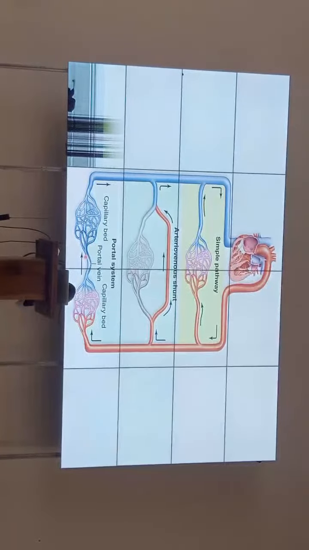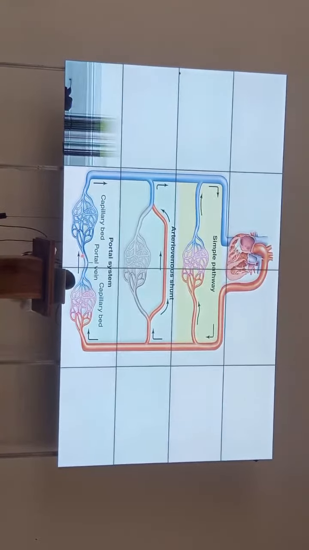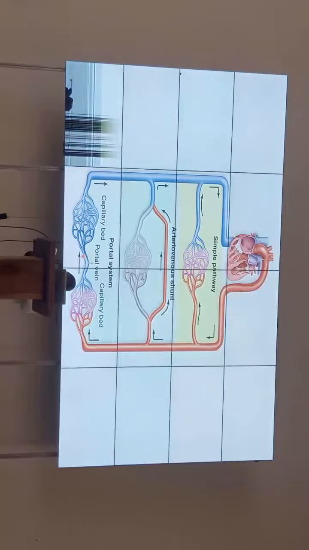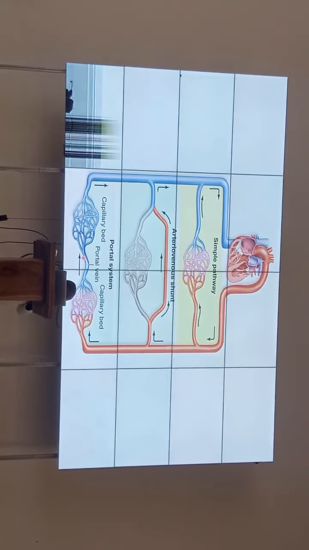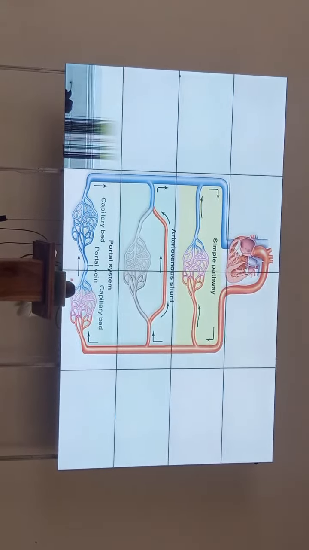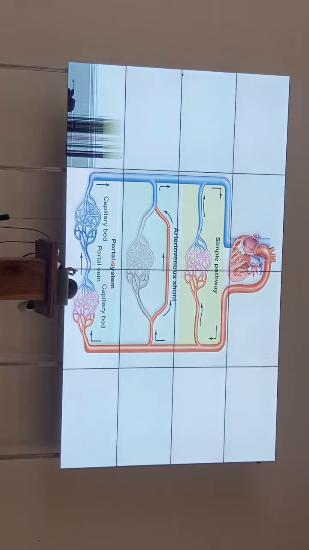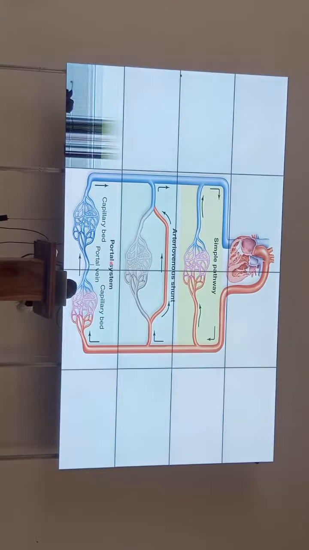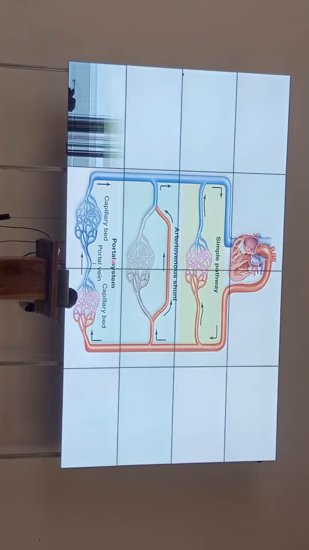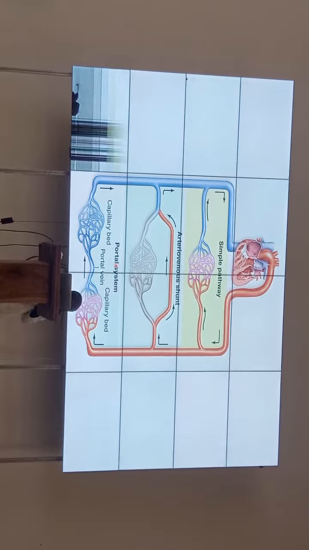So define a portal system. That's what I want you to tell me. A system that is characterized by how many capillary beds? Two, which are connected by what? Portal vein. You also find this arrangement in the hypothalamus, connecting it to the pituitary gland. Is that clear? Then I say, give me sites where we find the portal system. Z, I'm going to you guys.